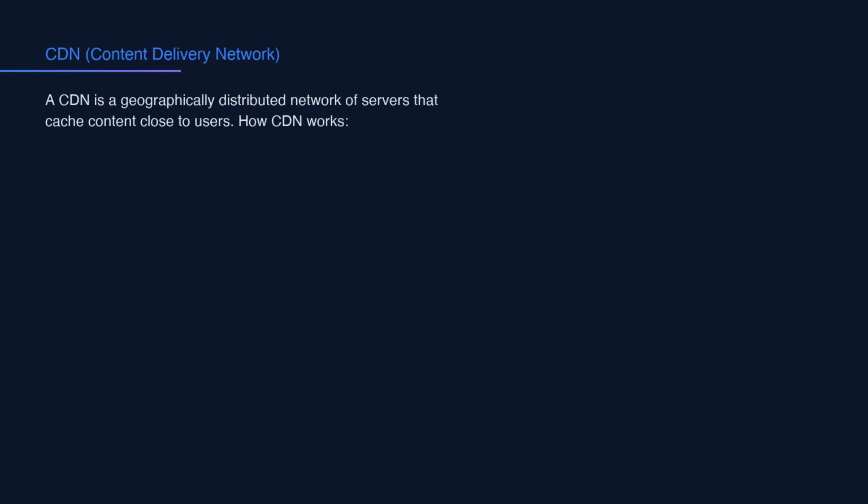Now let's talk about CDNs. A content delivery network is a geographically distributed network of edge servers that cache content close to your users. The key concept is simple. Instead of every request traveling across the globe to your origin server, content is served from the nearest edge location.